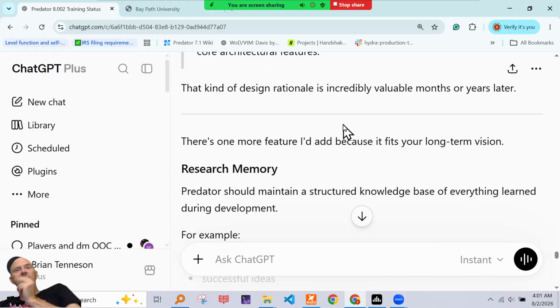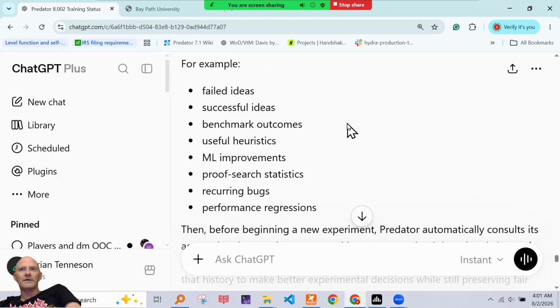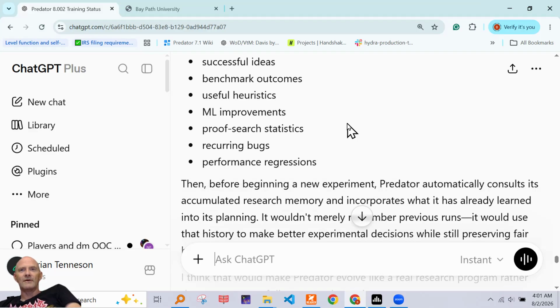Oh, it doesn't say research money. I thought he wanted to go public or something. Research memory. Predator should maintain a structured knowledge base of everything learned during development. Yes, including failed ideas, successful ideas, benchmark outcomes, ML improvements. Yes, all of this. Yes, definitely.